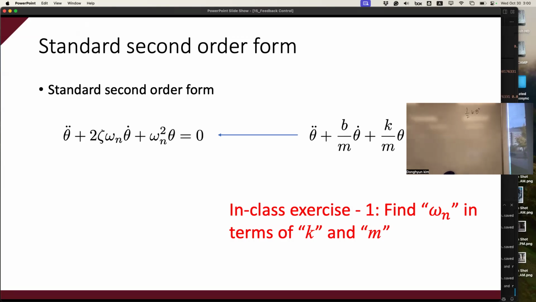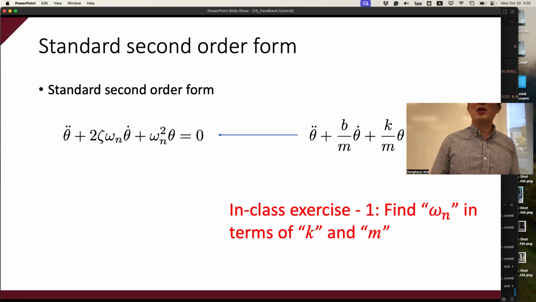Okay, what is it? Yeah, square root k over m, right? That's the definition of the natural frequency. What is the meaning of the natural frequency? We're going to go into that in just a second. But everyone is fine with this definition, right?